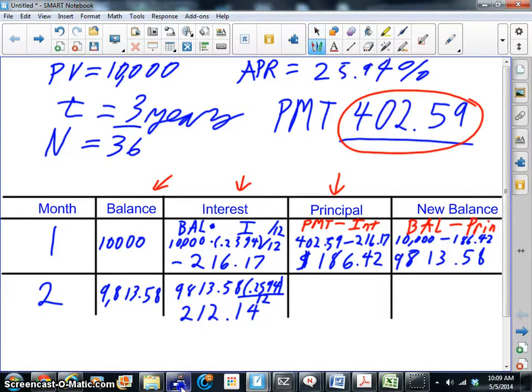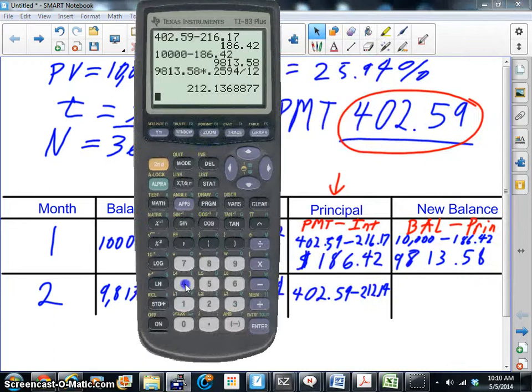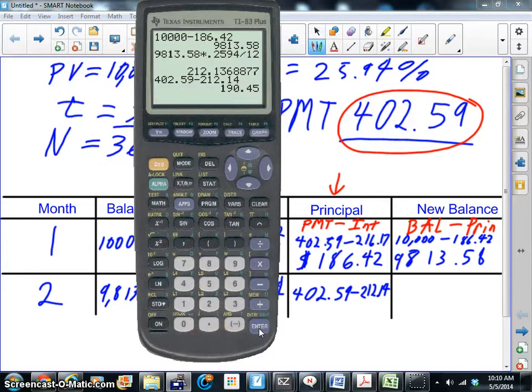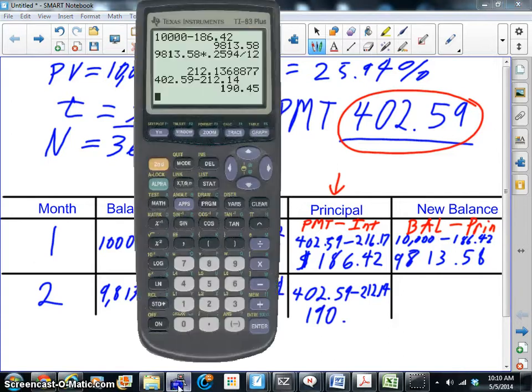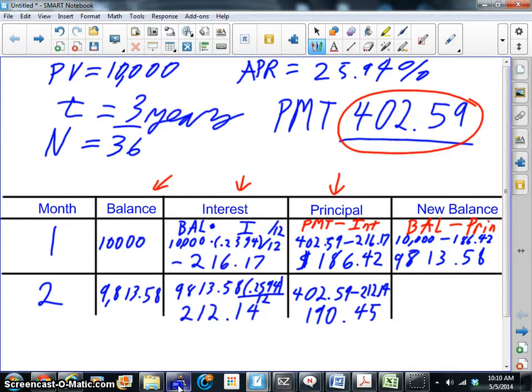And of course, we're going to subtract that from our payment. So our payment is $402.59 minus $212.14. So now it's 190.45, which we're going to subtract from our principal again, from our balance.